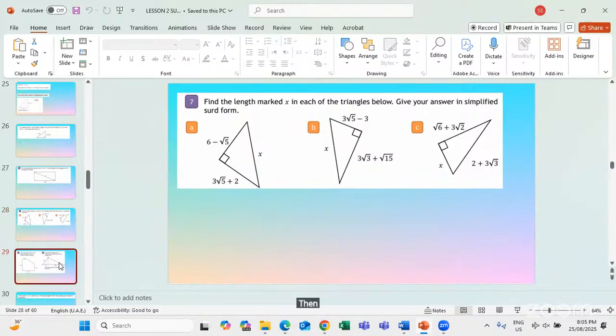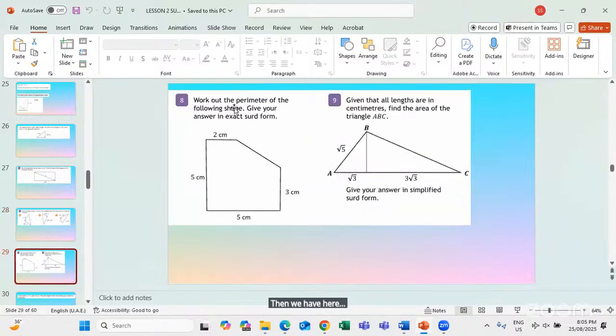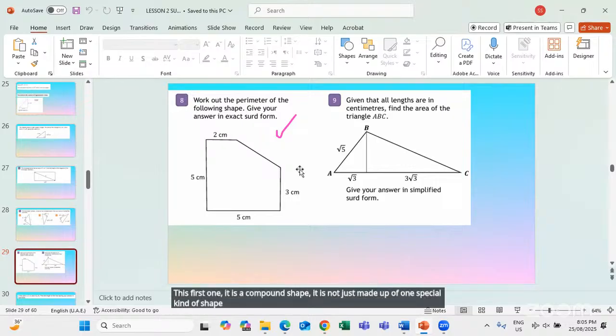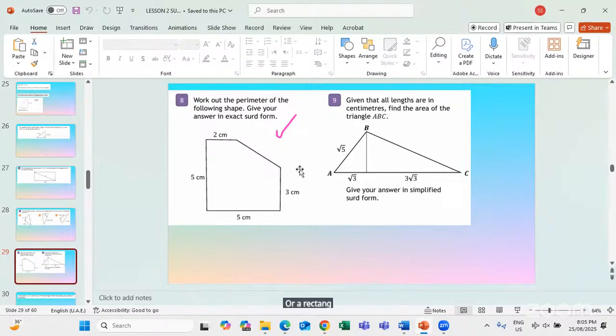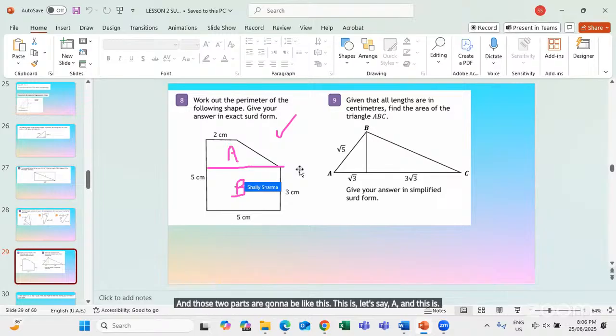Then we have here: work out the perimeter of this shape, giving your answer in exact surd form. If you look at this question, this is a compound shape. This first one is a compound shape. It is not just made up of one special kind of shape like a square or a rectangle or a triangle. It has more than one shape. So I split it into two parts, and those two parts are going to be like this. This is, let's say, A, and this is, let's say, B.